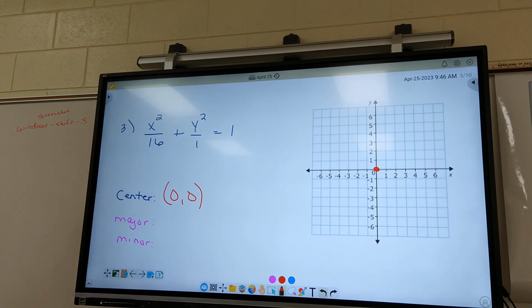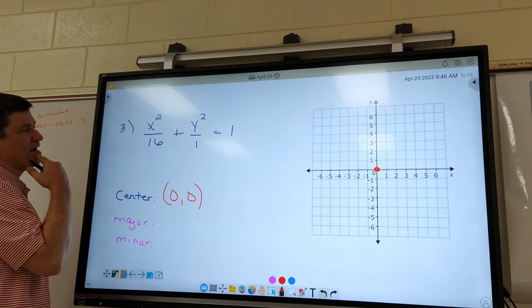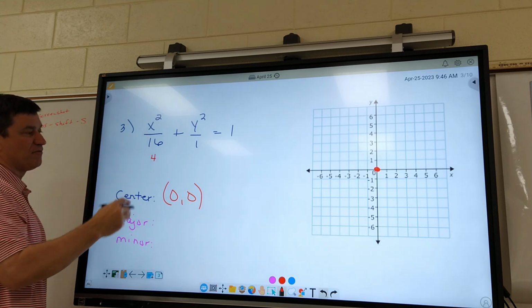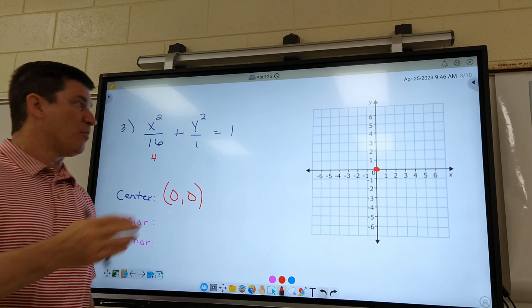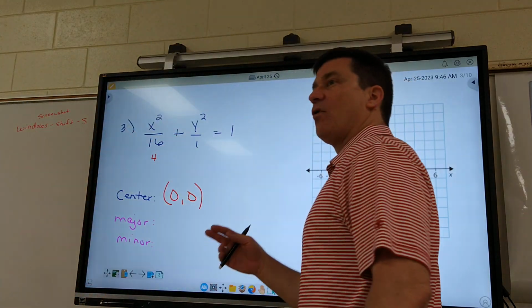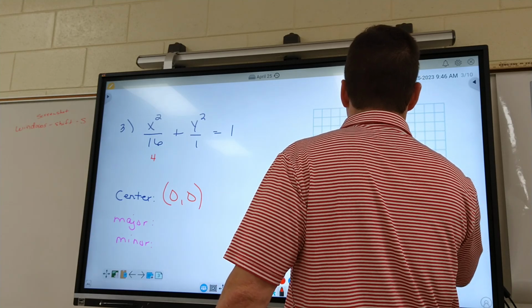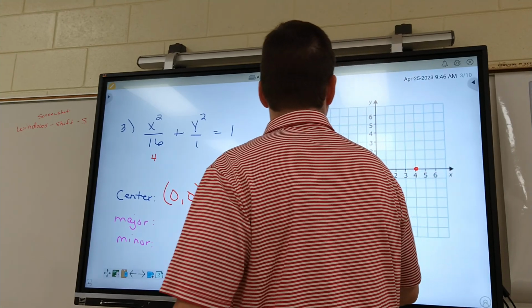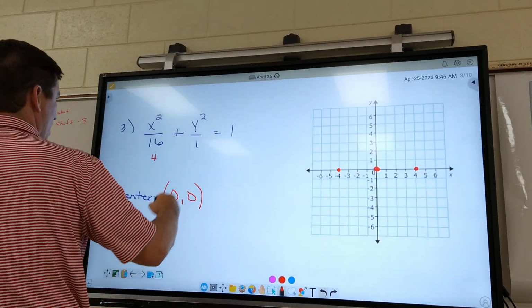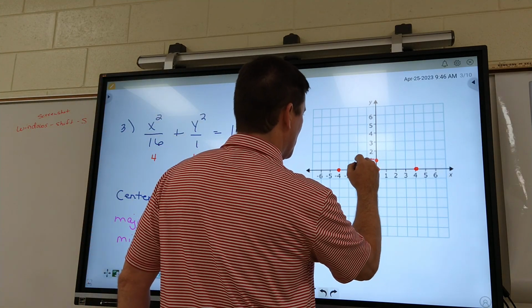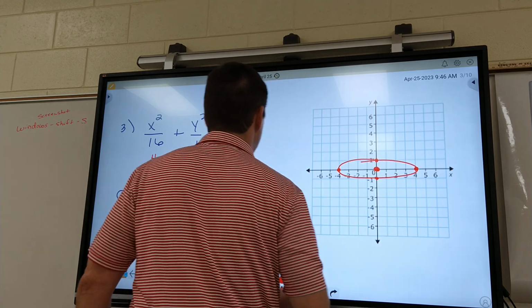All right, x-axis first, Matthew. What is the radius going to be on the x-axis? Take the square root of 16, you get 4, right? You go positive 4 and negative 4. You go 4 in both directions on the x-axis. So 1, 2, 3, 4. Up 1, down 1. There you go. Draw your oval. I'll wait on it.